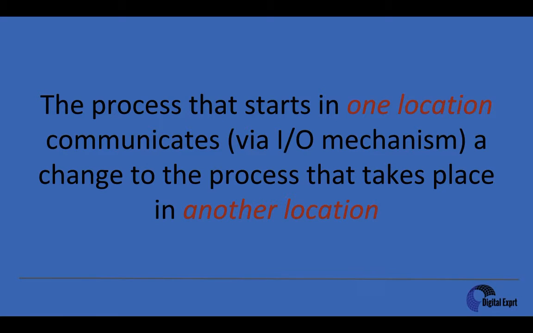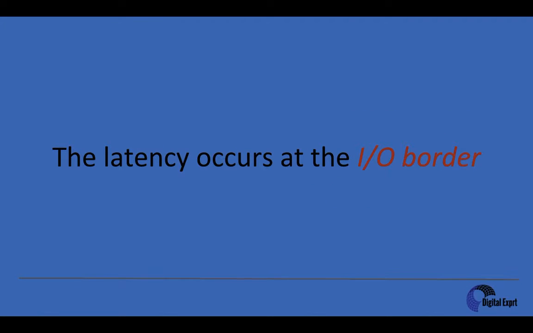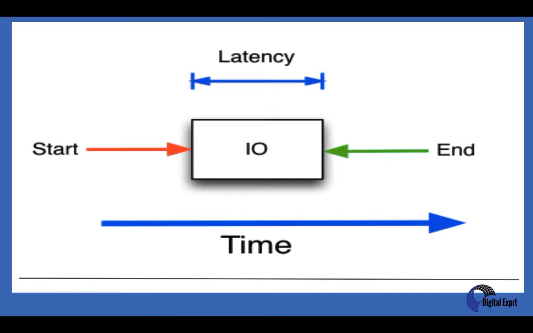So the process in another location has to first complete whatever it's doing and then communicate some results back to the first process. So they're kind of cross-talking. And this latency, this gap in time, occurs precisely at the I/O border. So if we imagine the start on the left, hitting the I/O border as time progresses from left to right, then it takes a while to reach its end. Then this gap is called latency, this two-sided arrow from start to end. It takes some time. It's not instantaneous.